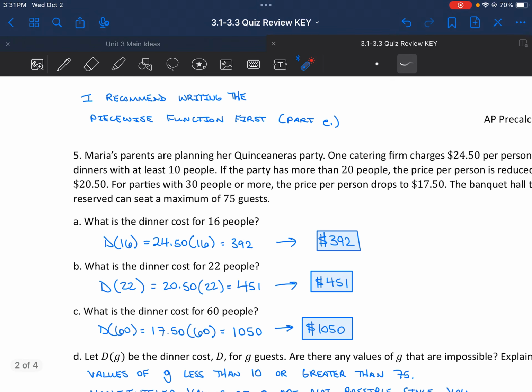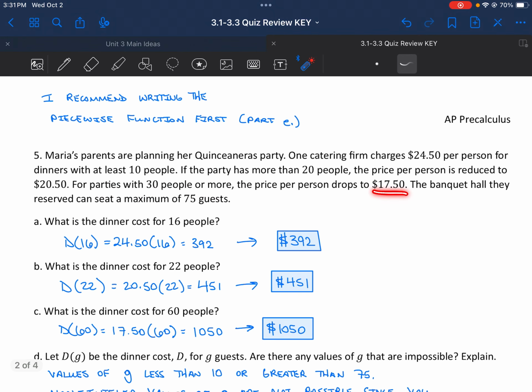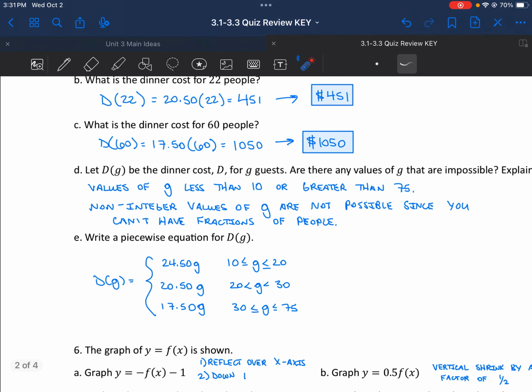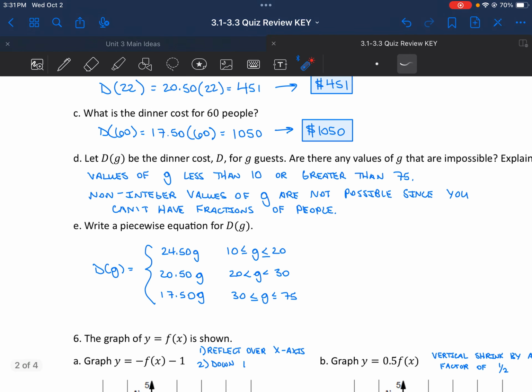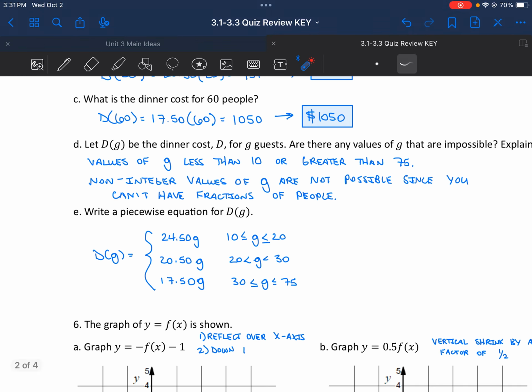And right here it's specifically saying for parties with 30 people or more, the price drops to $17.50 per guest. So that part gets the or equal to sign. So from 10 to 20, price is $24.50 per guest. From 20 to 30, $20.50 per guest. And from 30 to 75, $17.50 per guest. And please make sure that you pay careful attention to the inequalities there.